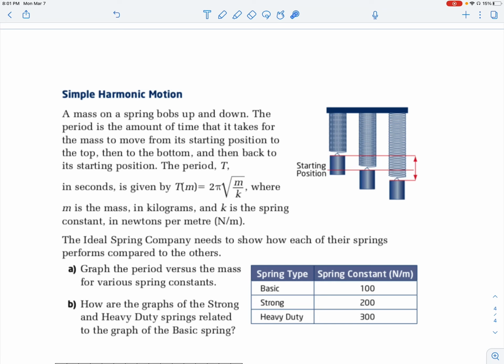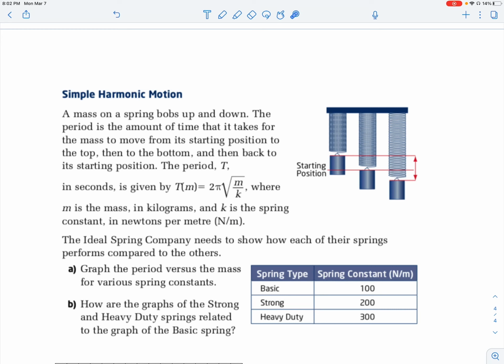In this equation, we can see that T, which is the period, is a function of m, where m is the mass. The mass is measured in kilograms. And then we have another variable in there, the spring constant. Usually this is a measured value that's given for any type of spring. All springs have different spring constants, and they're measured in newtons per meter.